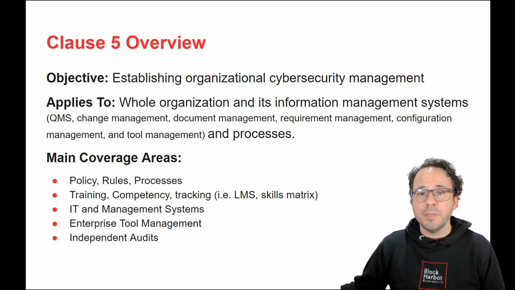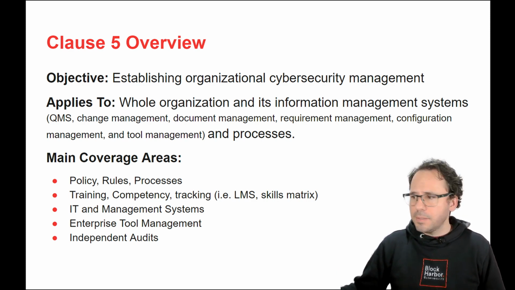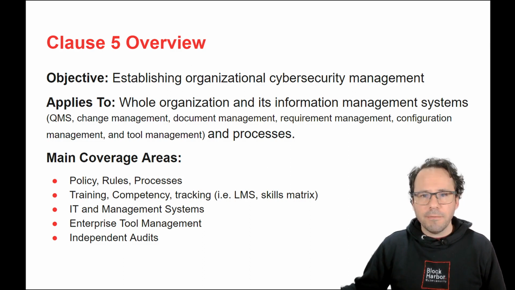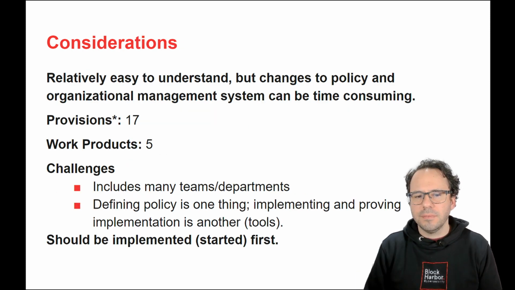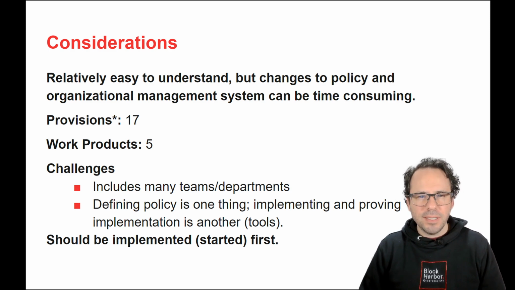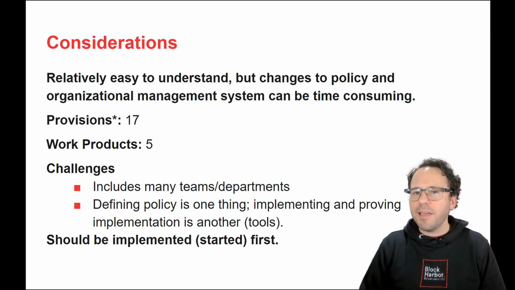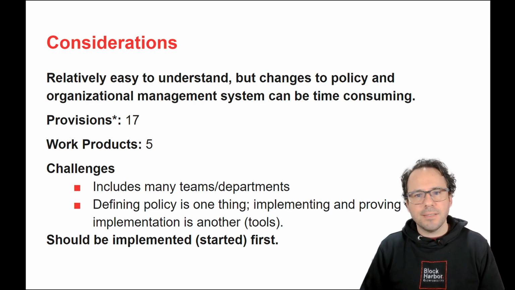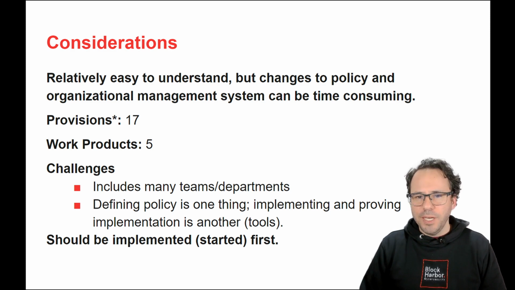Clause 5 is big and has a lot of coverage areas. Policy, rules, processes, training, competency, tracking of the training and competency, whether it's an LMS or skills matrix, IT and management systems, tool management, and of course audits. Gotta love audits. While Clause 5 is relatively easy to understand, changes to policy and organization management systems can be time-consuming. For that reason, and since this is the foundation of everything else you're going to be doing for automotive cybersecurity engineering, this should be implemented first, or at least started first.